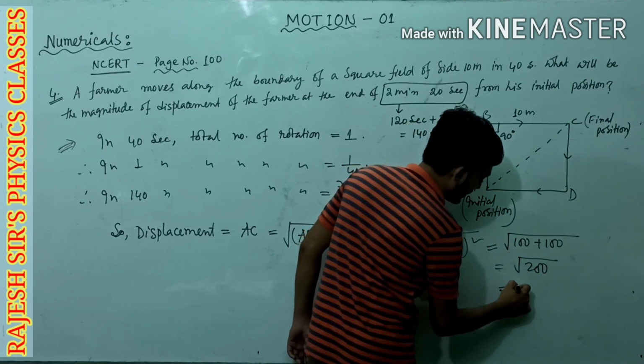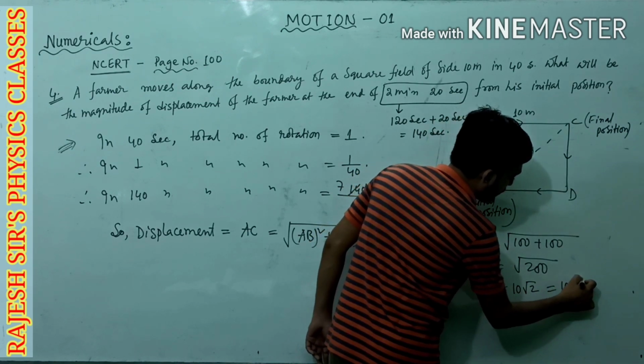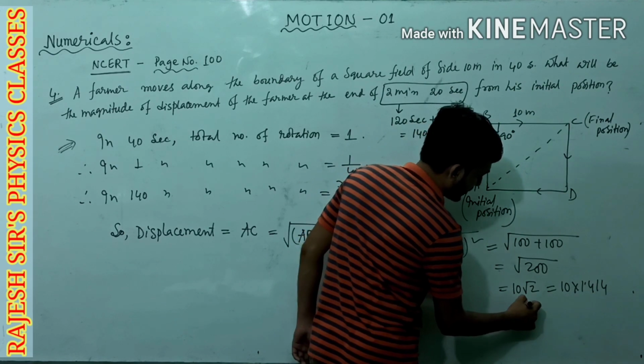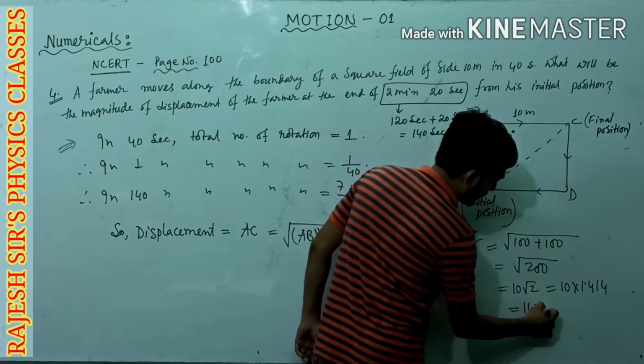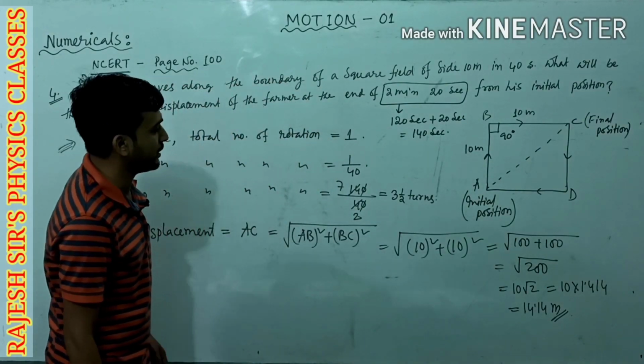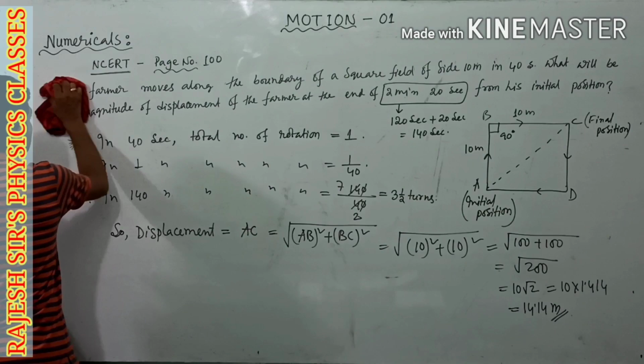From here what we will get? 10 root 2, and the value of root 2 is 1.414. So after calculation what we will get? 14.14 meter. So this is the displacement of the farmer at the end of 2 minutes 20 seconds.